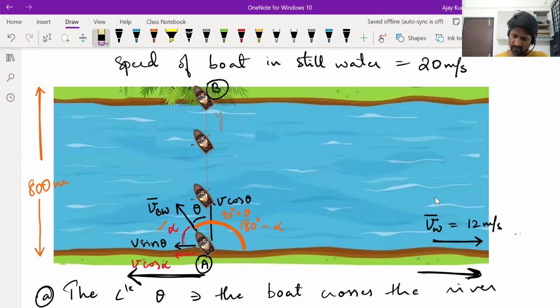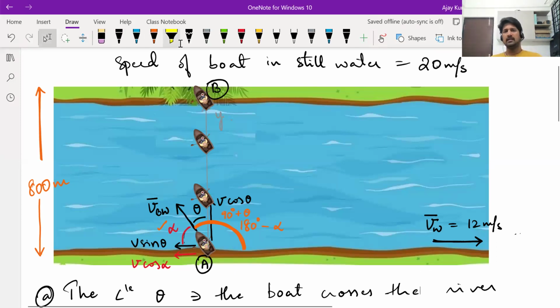Okay. The next thing you are asked to calculate is the time taken to cross the river. Can any of you tell me an idea? Vanilla, don't tell. Others, anyone? How will you calculate the time taken to cross the river? Sir, by using y components. Yeah, it is the y component of velocity which helps the boat cross the river.